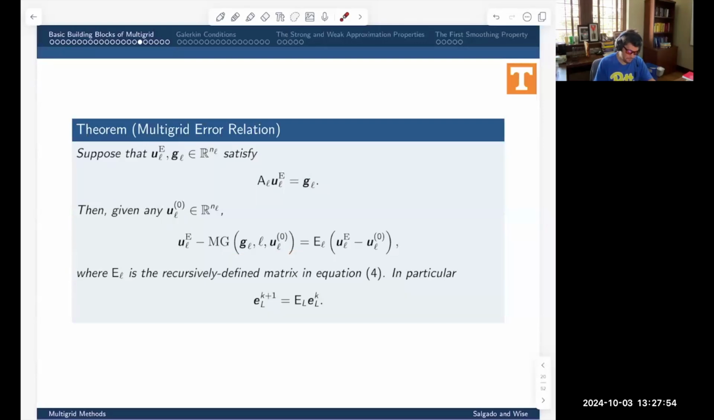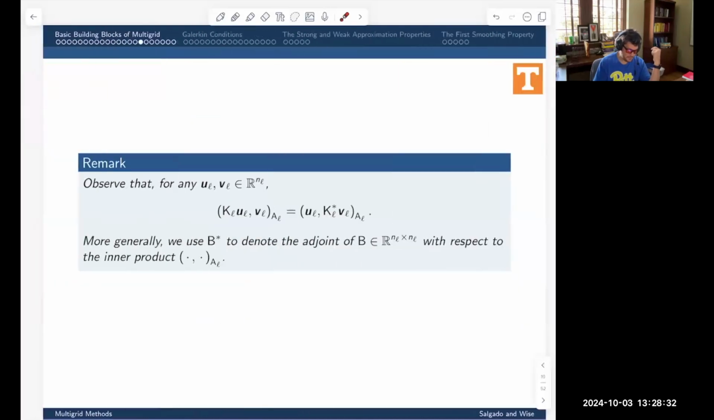All right, and that we can show is exactly equal to E_l, some matrix, which I'm going to define momentarily, times that error. So the error is the exact solution minus whatever I put in there as my initializer, my initial guess. So whatever this is should be the error transfer matrix for the multigrid algorithm, but only at this one level. This error transfer matrix is going to be a recursively defined object. And so let's get into the recursive definition of it.